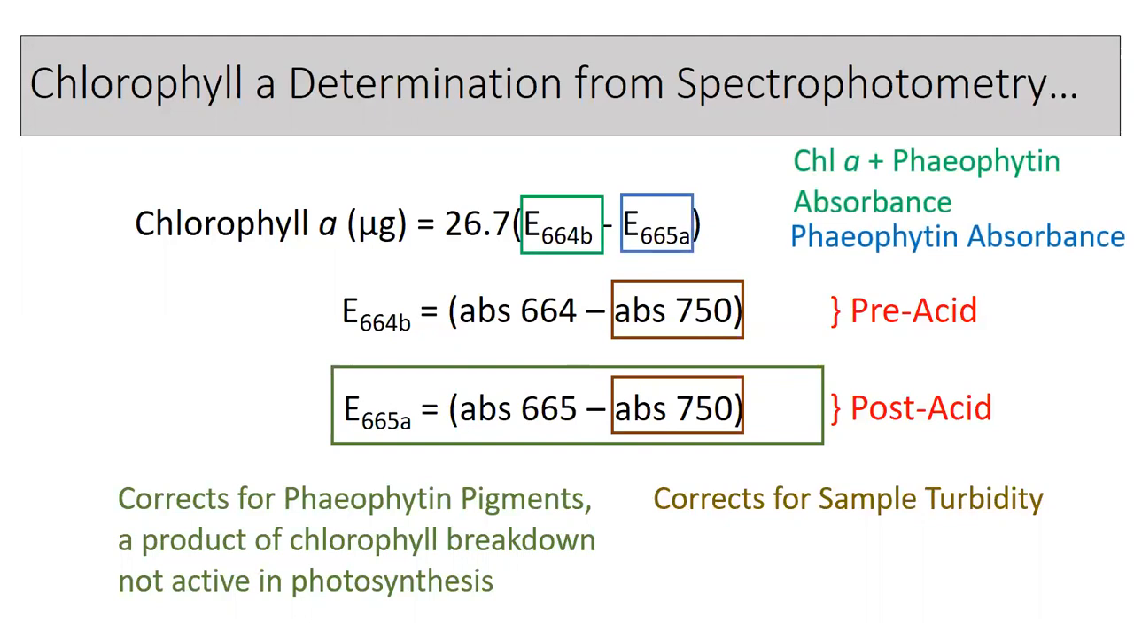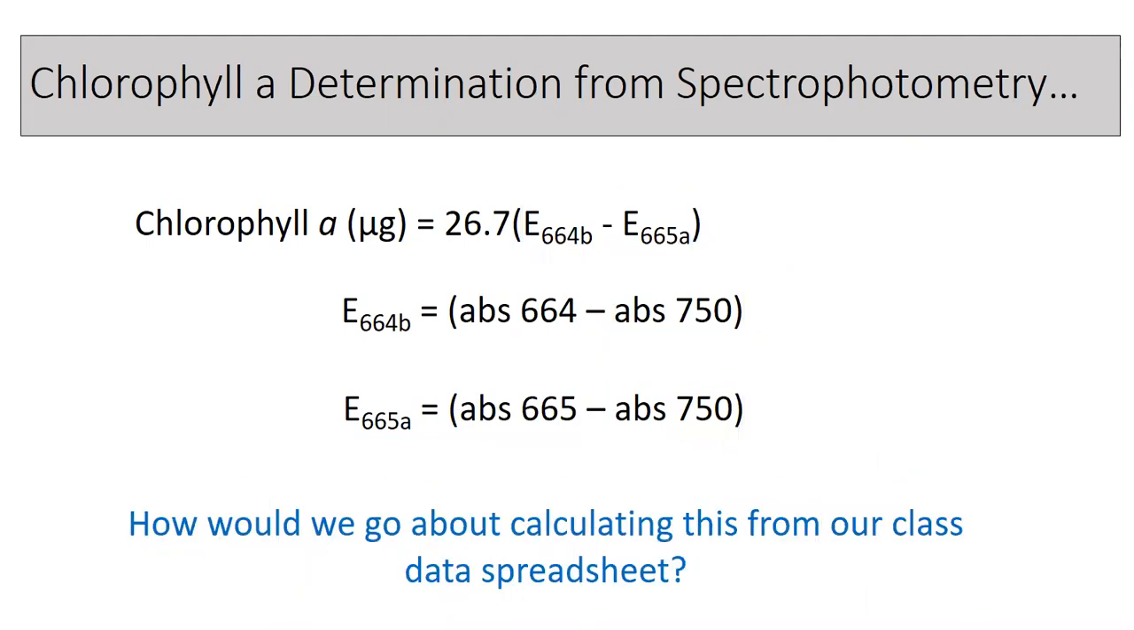So yeah, just to put a bow on it then, calculating the chlorophyll involves multiplying by 26.7 the absorbance due to chlorophyll. And so again, that's this E664B minus E665A, which is an estimate of those phaeophytin pigment absorbances. Cool. So how would we go about calculating this from our class data spreadsheet?